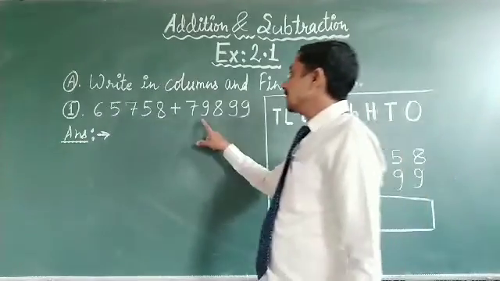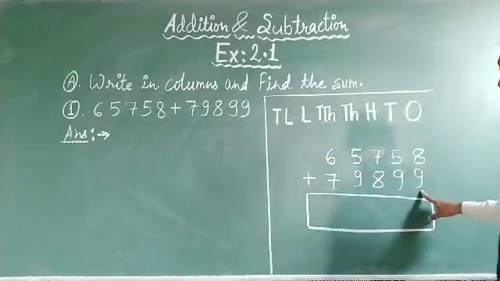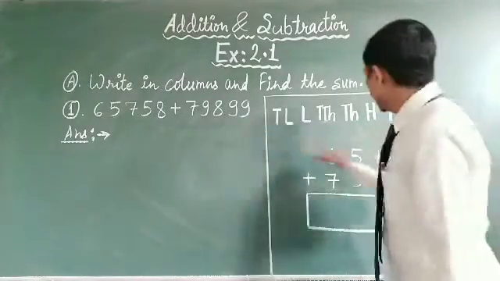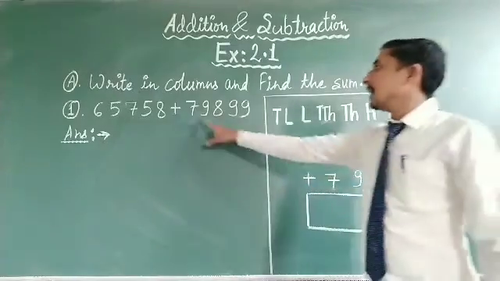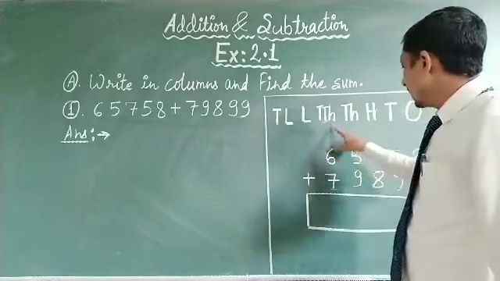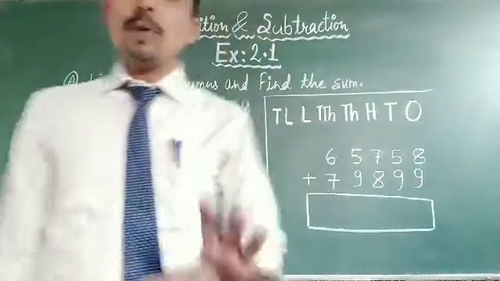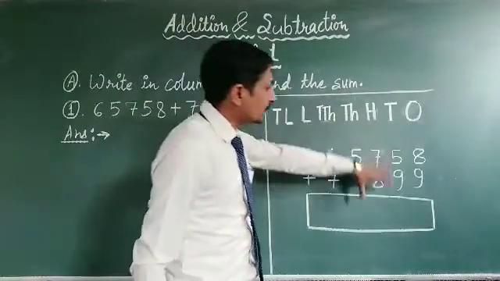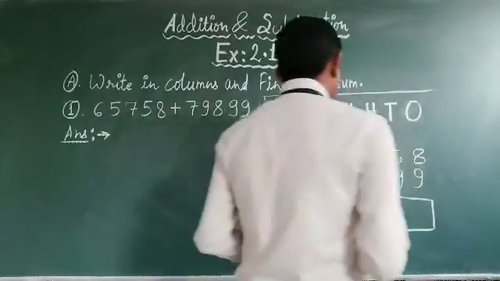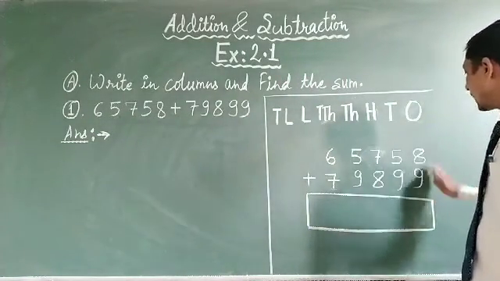In the same way, the next number, starting from ones place: 9 is written in ones place, the next 9 in tens place, 8 below hundreds place, 9 below thousands place, and 7 below ten thousands place. So in this way, first of all, we have to write the numbers in the columns. And now what we have to do? We have to start addition from ones place, adding the numbers starting from ones place.